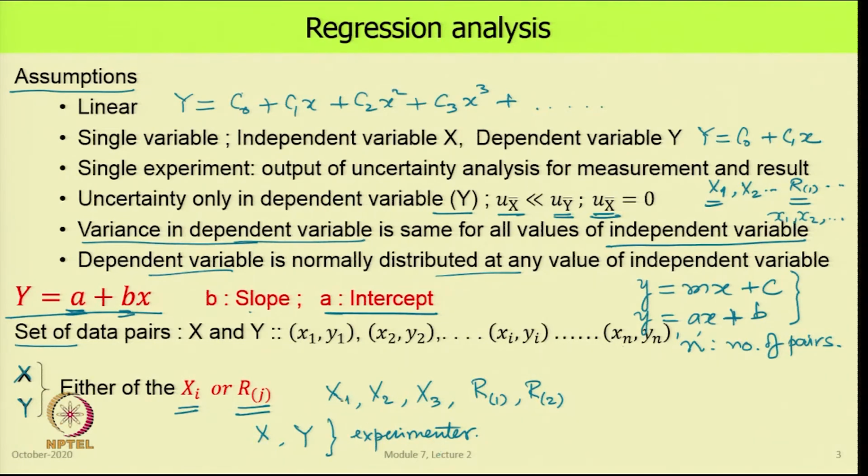So, x could be x1, y could be x2. One possibility is that you are correlating a measurement with another measurement. One could be r1 and the other could be a measurement, say x3. So, you are making a correlation of one result with a measurement, or it could be that you are making a correlation between 2 results. And in this case, we could also have the opposite, say x2 and r2. So, any of these combinations are possible. It is the experimenter who has to make this decision.